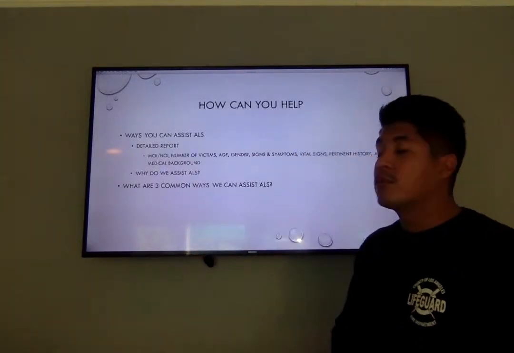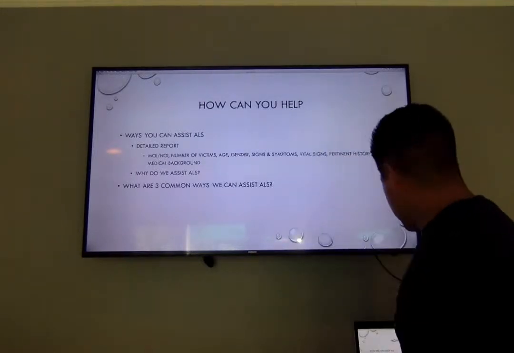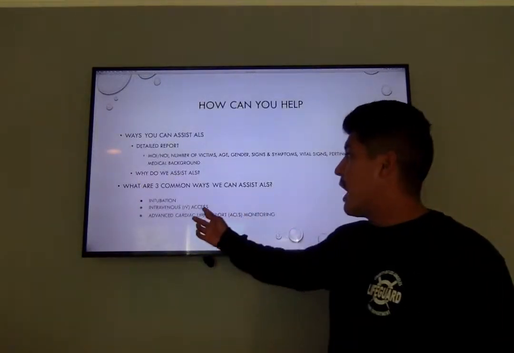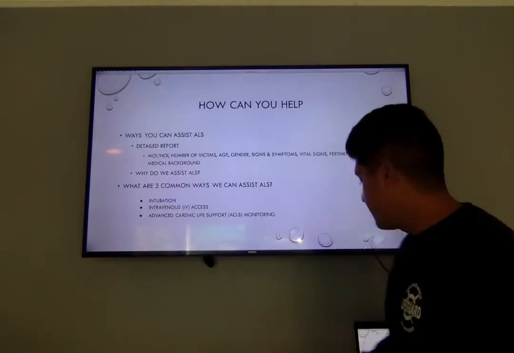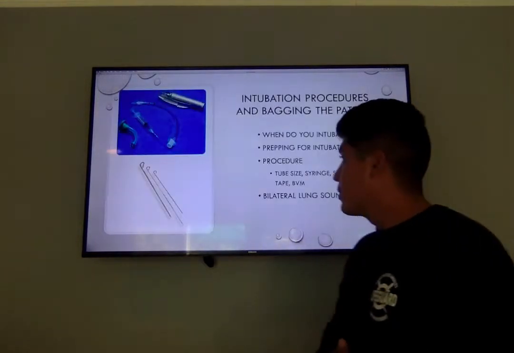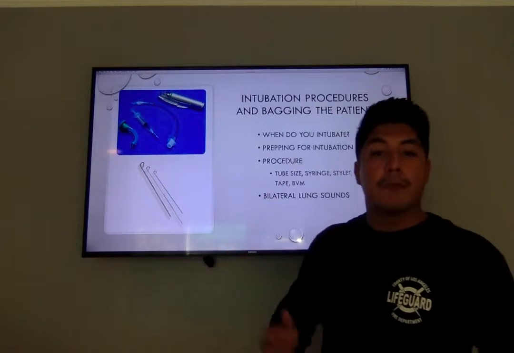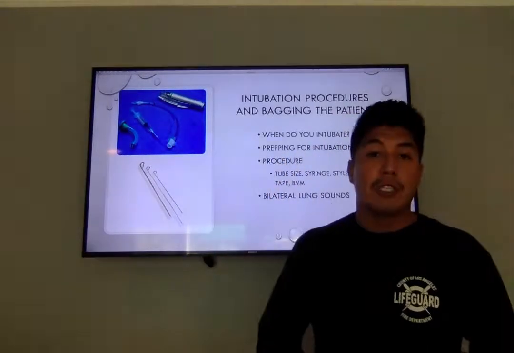What are 3 common ways in which we can assist ALS? They are as follows: intubation, IV access, and ACLS monitoring. First, we're going to talk about intubating a patient. So knowing when a medic will intubate a patient is very important.